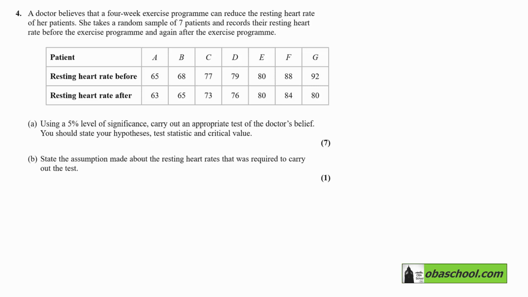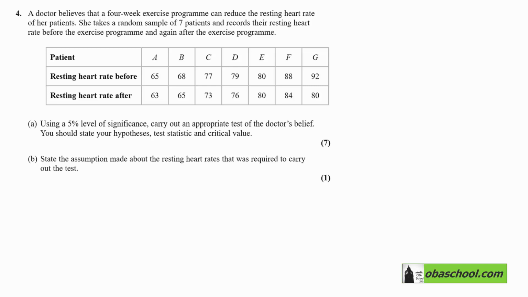A doctor believes that a 4-week exercise program can reduce the resting heart rate of her patients. She takes a random sample of 7 patients and records their resting heart rate before the exercise program and again after the exercise program, and we can see all of the information in the table. Using a 5% level of significance, carry out an appropriate test of the doctor's belief. You should state your hypothesis, test statistic, and critical value.